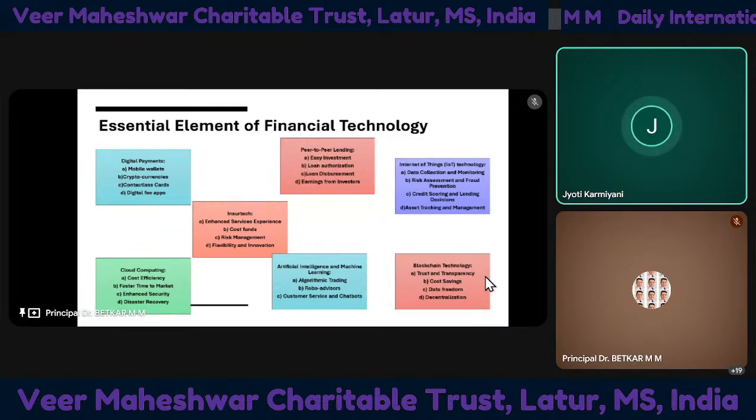The next element is the AML. AML is transforming the fintech field, contributing artistic answers and opportunities for financial institutions, startups, and customers. The best example of AML is Alexa.